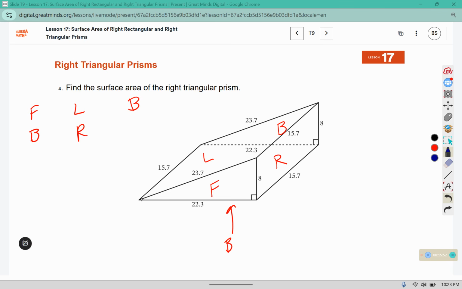The front is a 22.3 by 8 triangle, so I'm going to multiply 22.3 by 8 and divide by 2. And that gives me 89.2 for the front. And the back is also 22.3 by 8, and then split it in half because it's a triangle as well.